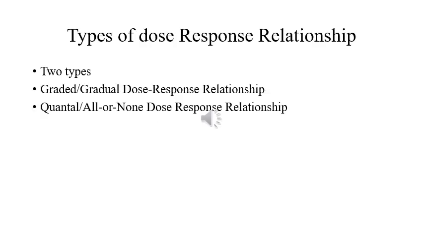Let us start with the types of dose response relationships. Generally, we describe the dose response relationship in two forms or two types. Number one is called graded dose response relationship. We also call it gradual dose response relationship. And the second one is called quantal dose response relationship, or in other words, all or none dose response relationship. So basically, dose response relation is defined in pharmacology on the basis of these two types.